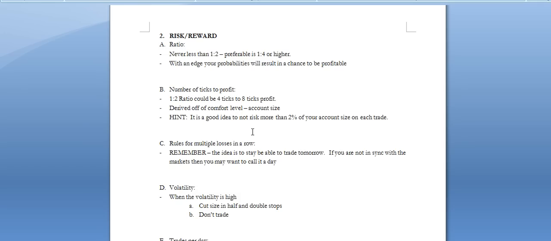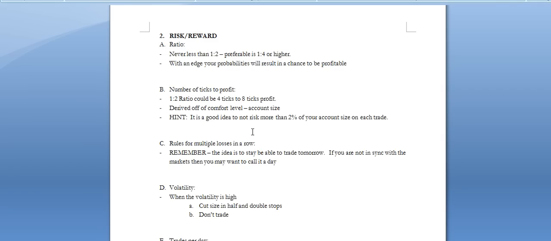Because I can identify a 1 to 2 risk-reward ratio, but do you have the psychology to hang on for that 2? In other words, I can risk the 1, I can watch my stop being taken out, but can I get to that 2 or can I get to that 4 on the reward side of things?